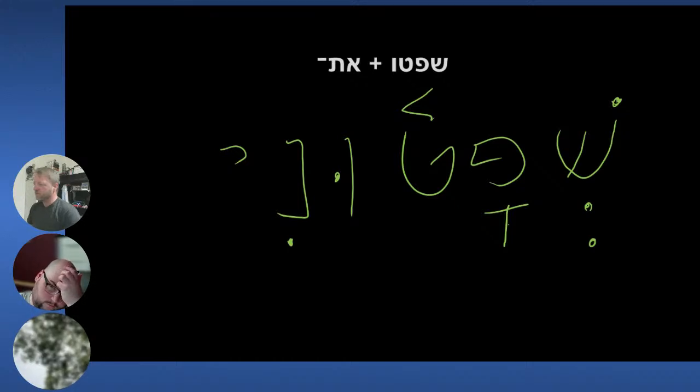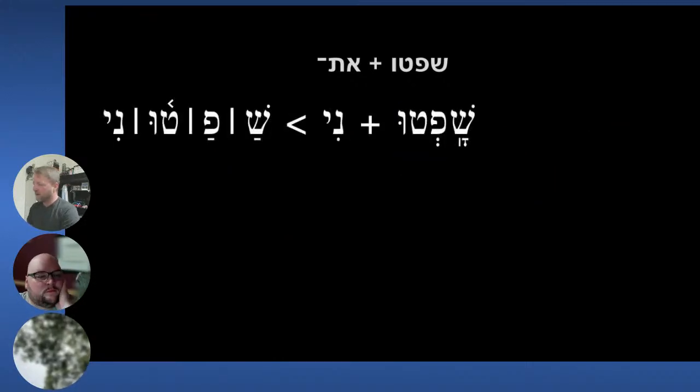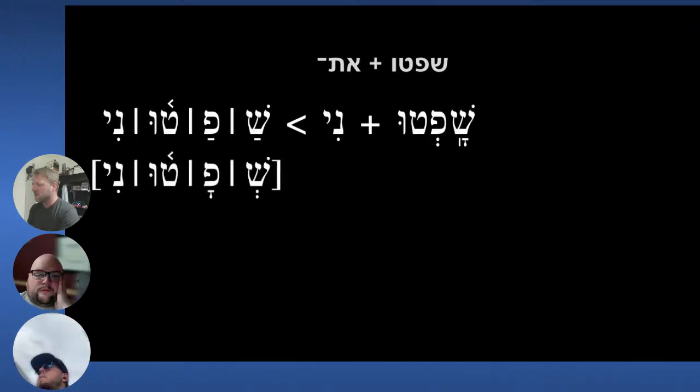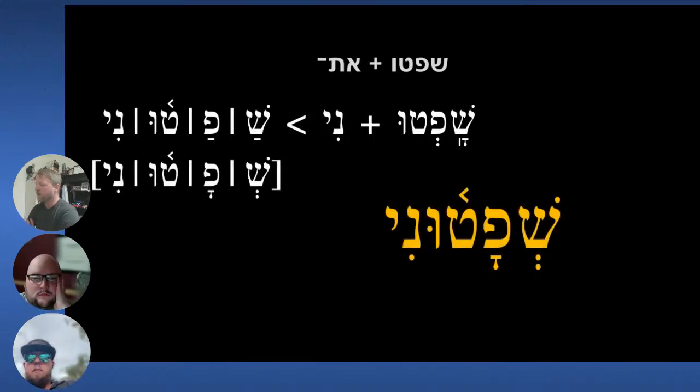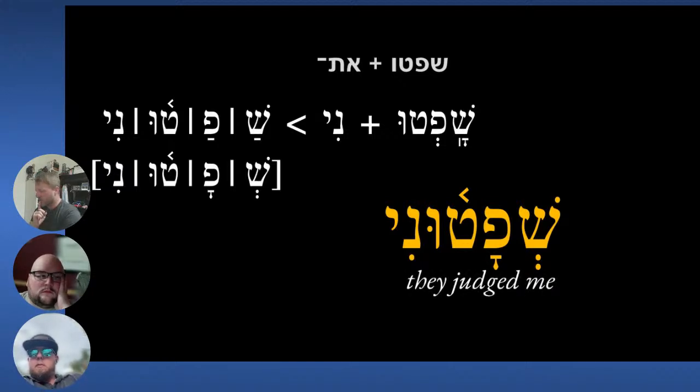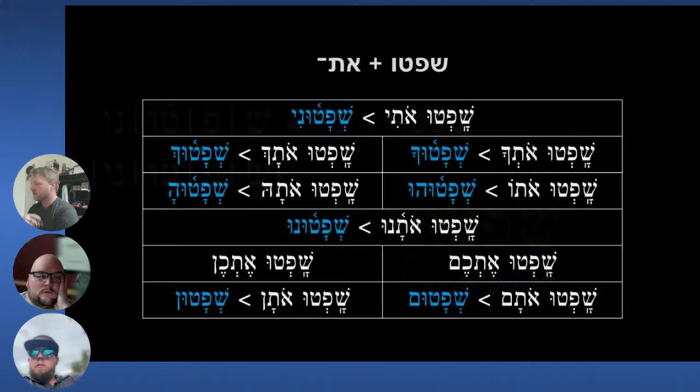Shvatuni. Okay, so let's lay it out again. Shaftu plus ni, shaftu oti, means they judged me. Shafatuni becomes shvatuni, they judged me. We covered this also in our coverage of wine green, but we didn't really talk much about it because we just used it. So these are all the endings.